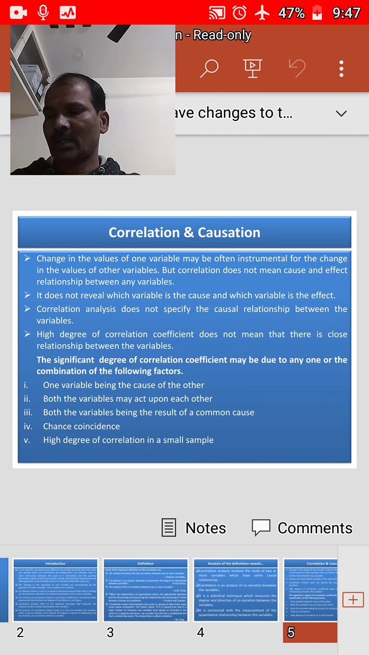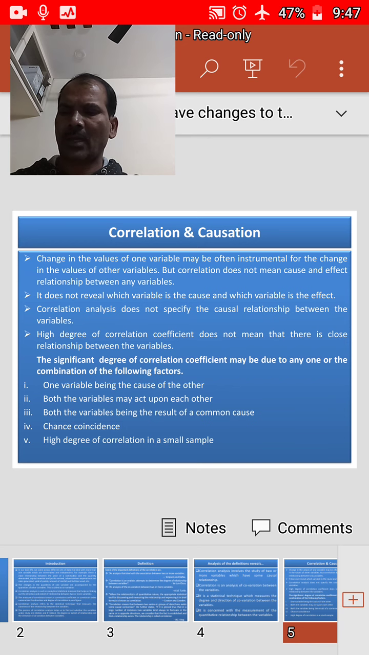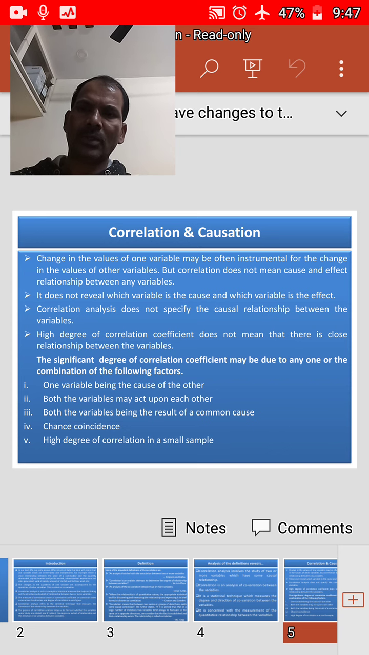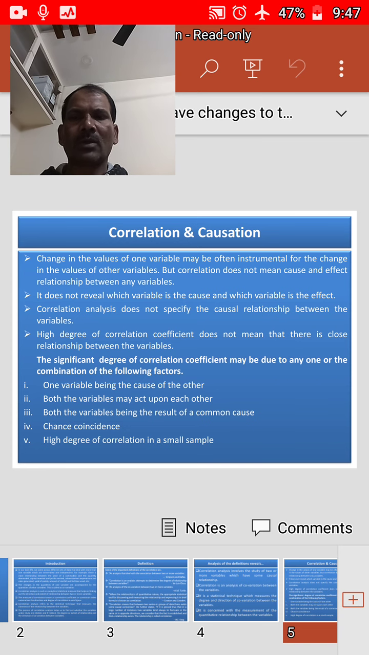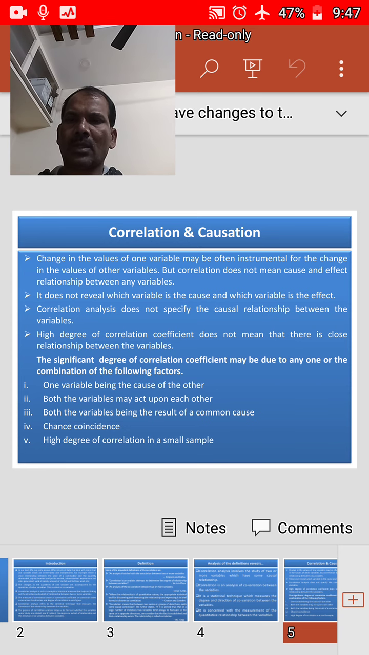And the fourth one is chance coincidence. Sometimes the mathematical calculations may give us a high degree of correlation between variables which are not at all related to each other in any way.